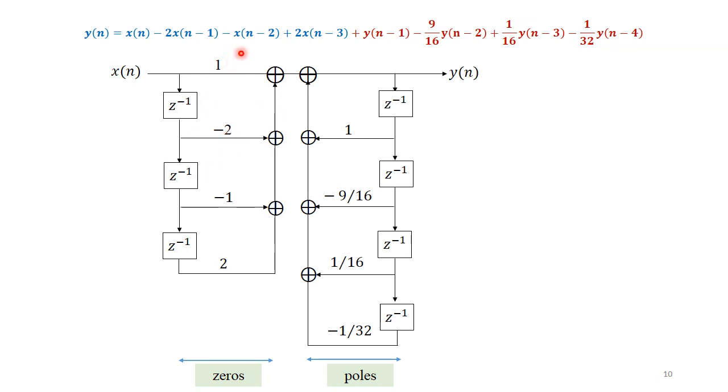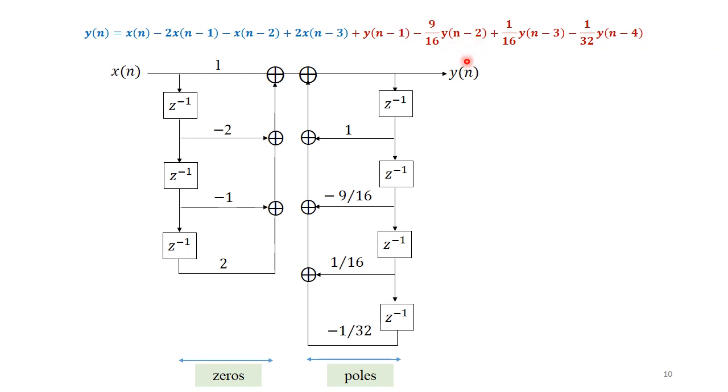Then x of n minus 2, so 2 delay elements. Here it is x of n minus 2. Coefficient is minus 1, therefore minus 1 over here. Then x of n minus 3, one more delay element is added. Its coefficient is 2, so 2 is being represented here. Then y of n minus 1, so one delay element is added. We got y of n minus 1. Its coefficient is 1, therefore 1 is represented here.